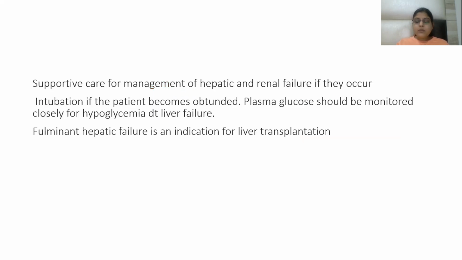Supportive care for management of hepatic and renal failure, if they occur, can be done. Intubation can be done if the patient becomes obtunded. Plasma glucose: if there is hypoglycemia due to liver injury, we can give glucose also. And permanent hepatic failure is an indication for liver transplant.